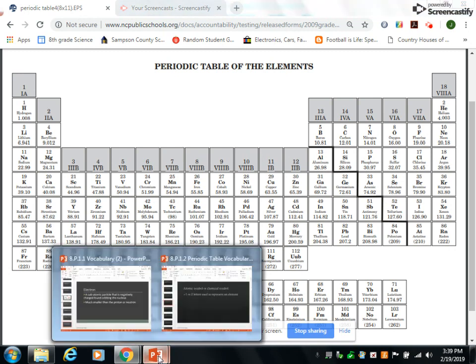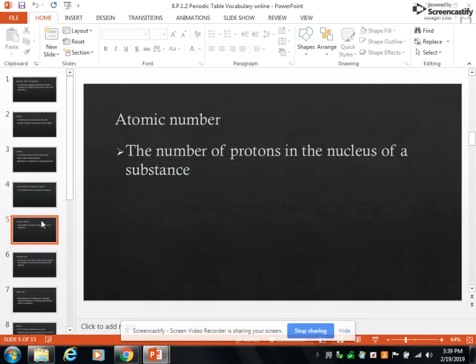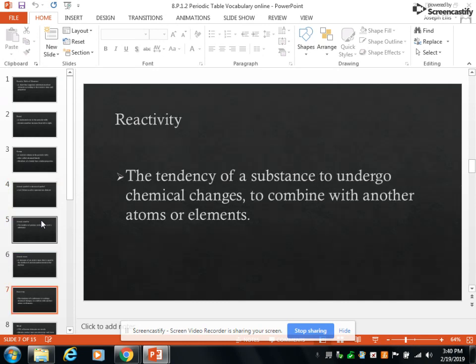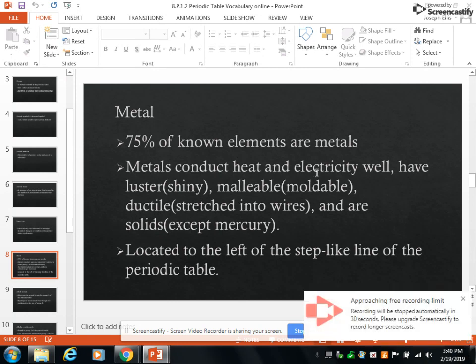And I think that's pretty much it, but I'm going to check to make sure if there's anything else I need to tell you. We talked about atomic symbols, atomic numbers, atomic mass, reactivity. Now metals, I will talk about some metals. Most elements are metals. They conduct heat and electricity. That's why we use those. I love my cast iron frying pan. I love it. It heats up really quick. Electricity. Copper wiring is what we use in buildings.